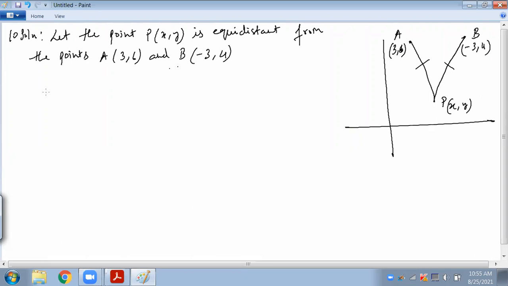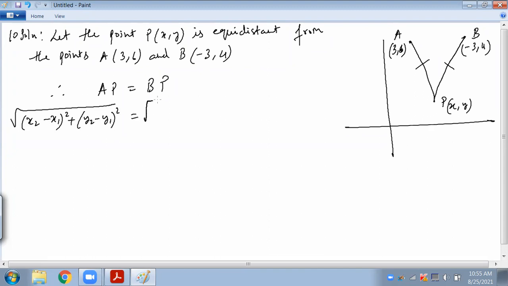And since the point P is equidistant from A and B, that means AP and BP will be equal. So take AP equal to BP. Now AP means what? Square root of (x2 minus x1) square plus (y2 minus y1) square. Again, BP means what? Same formula, because BP is the distance between the point B and P.